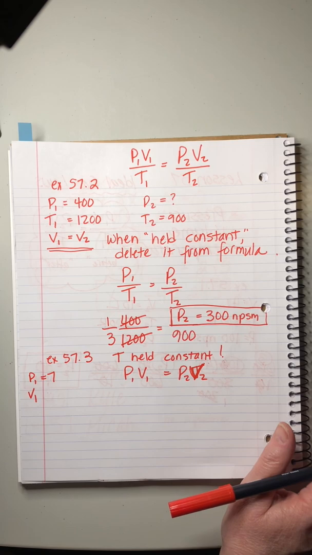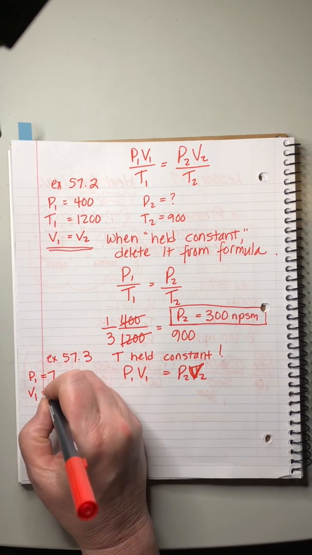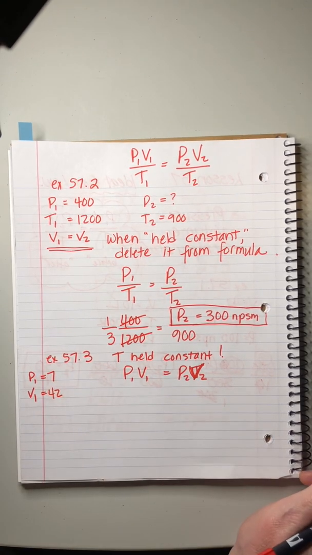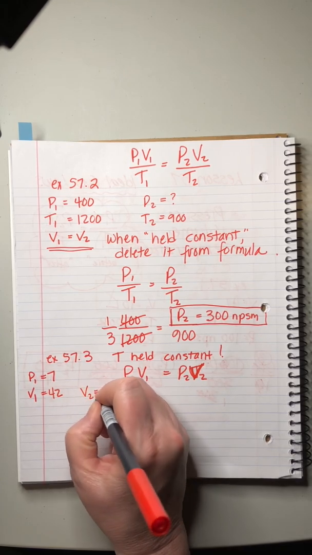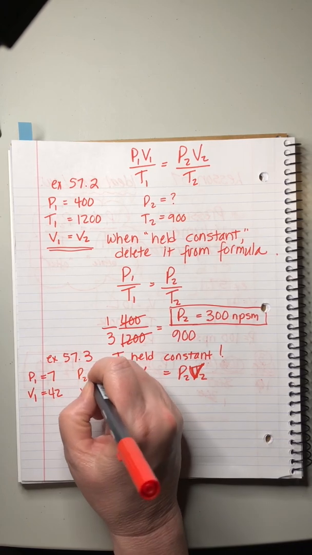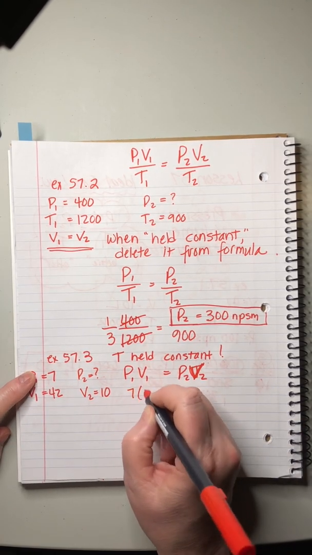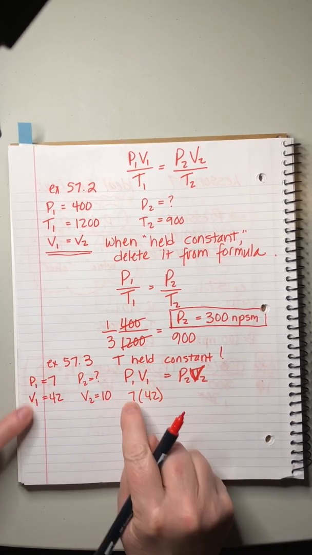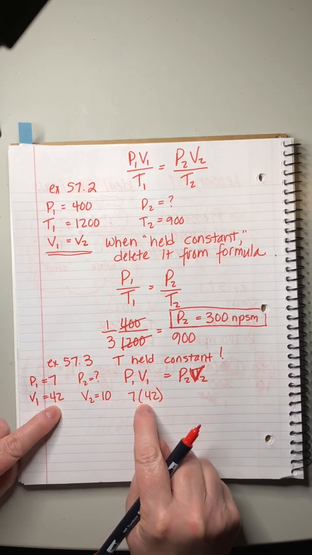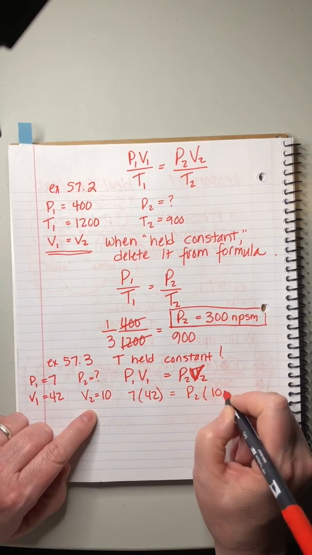The original pressure was 7 atmospheres and the original volume was 42 liters. If the volume was reduced to 10 liters, what is the final pressure? All three of these are solving for pressure. That's just coincidence. All right. 7 times 42, right? P1 is 7. V1 is, excuse me, 42 equals P2 times 10.